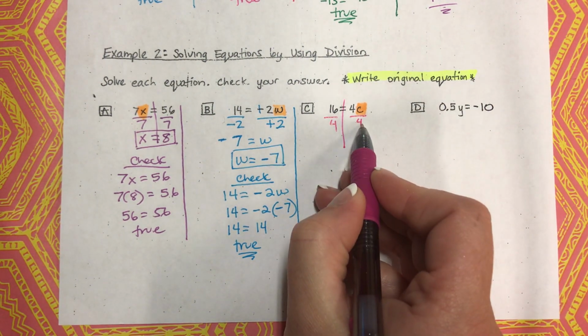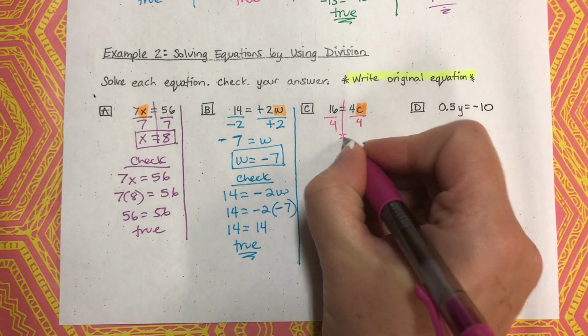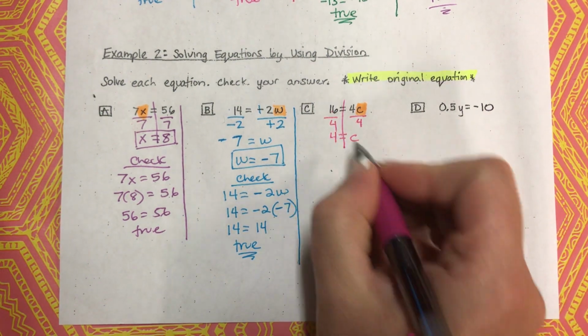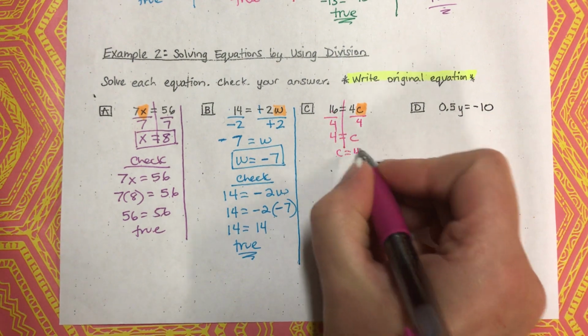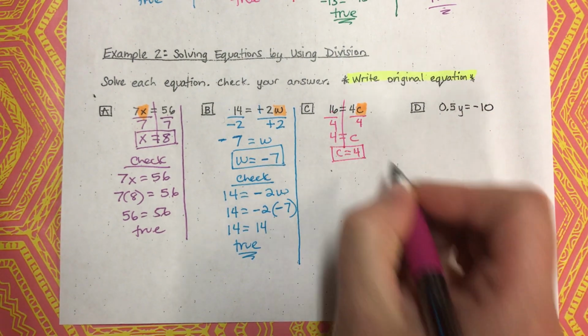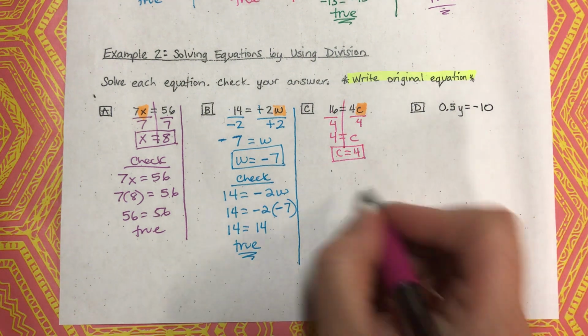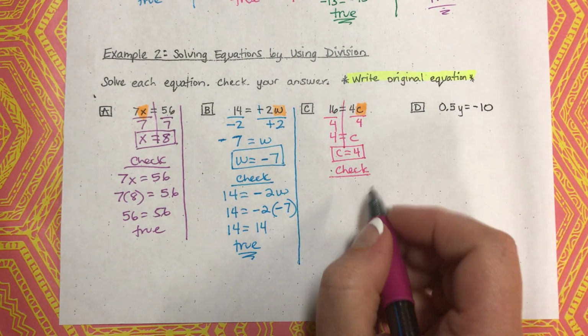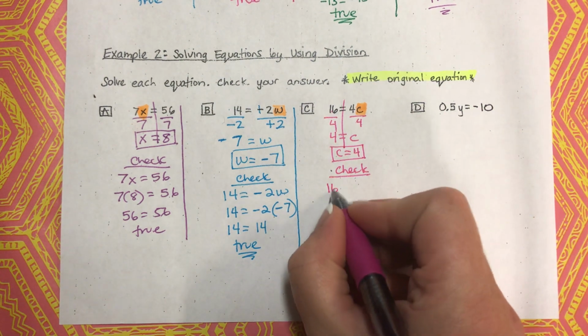4 divided by 4 is 1. 1 times c is just c. So then we have 16 divided by 4, which ends up being 4. And I'm going to use that symmetric property of equality again just to flip-flop that. C equals 4. Okay, now it's time to check. I'm going to write the word check so everybody knows that I'm checking my problem now. I'm going to write that original equation.